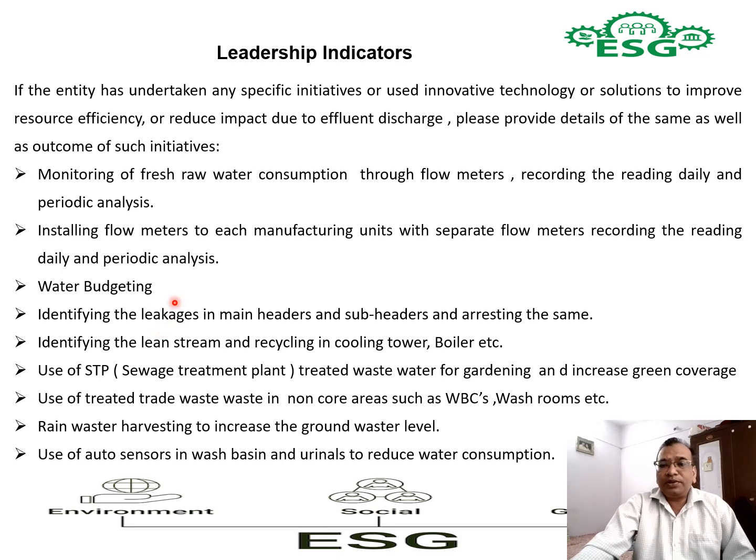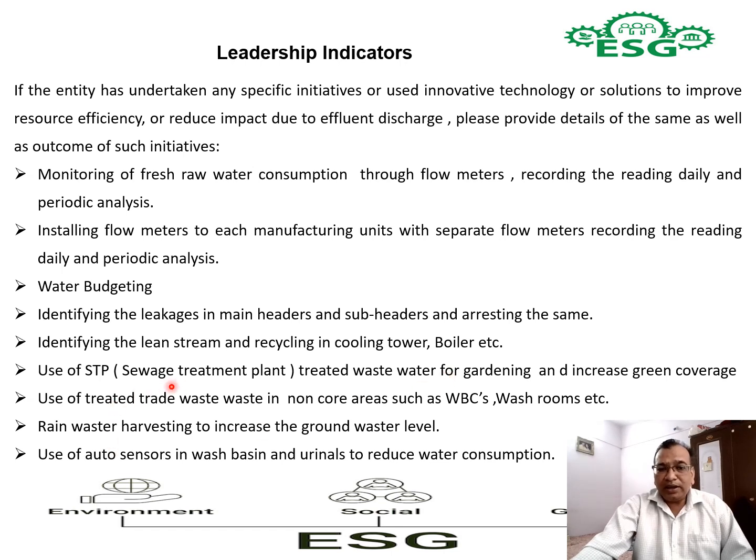So detailed water budgeting is required by the industry, so they come to know, percentage wise allocation, how much water is being consumed by that particular individual department or area. Then you have to identify the leakages in main headers and sub-headers and arrest them. Usually this is ignored. Minor leakages happen in the headers and they are not observed, and CAPA should be implemented. So you have to monitor this.